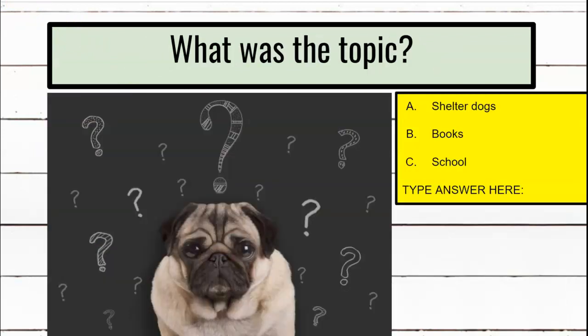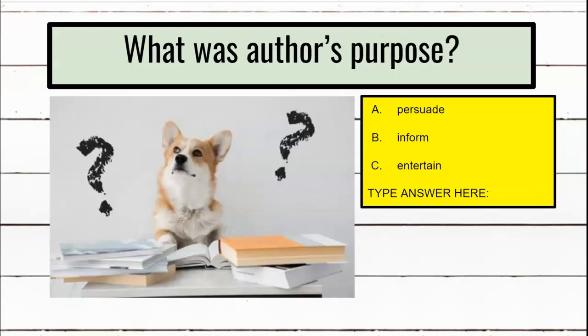At this point, you can pause the video and type in what you think the topic was. You just have to type A, B, or C. If you need to watch the video again, just go back to the previous slide and rewatch. When you pause on this slide, you're going to tell me what the author's purpose was. Was it persuade, inform, or entertain? Again, you just type your answer A, B, or C here.